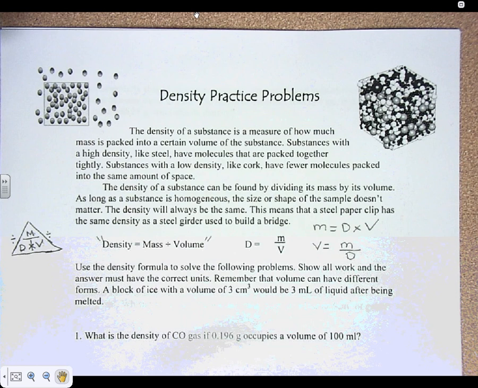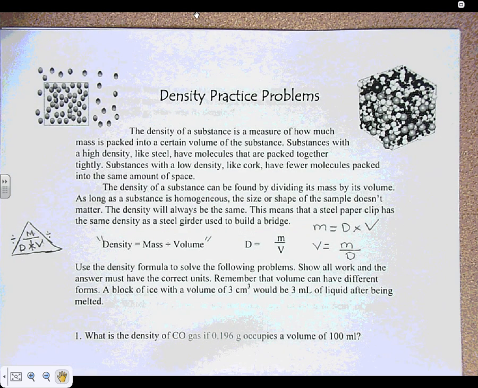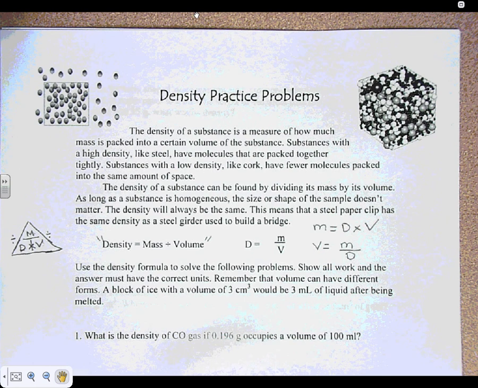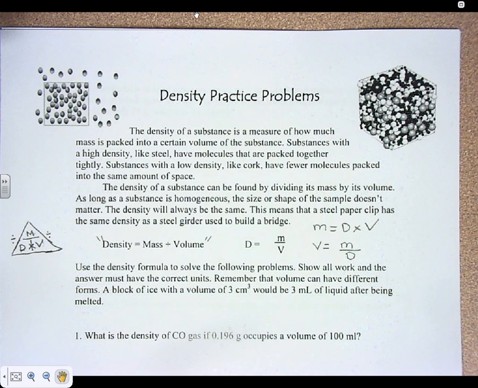Now, the density of a substance can be found by dividing the mass by the volume. Mass can be indicated using grams, kilograms, pounds, etc., whereas volume can be measured in milliliters, liters, or even cubic centimeters if you have an object with a three-dimensional arrangement that can be solved from geometric deductions. So that's kind of how that works.